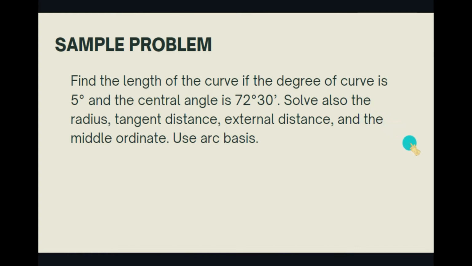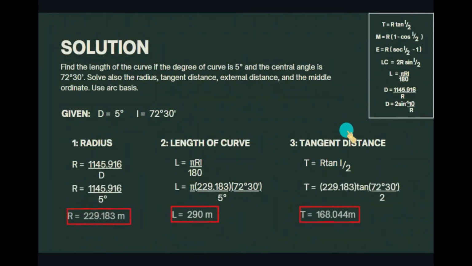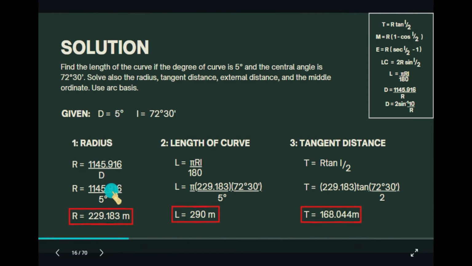Use arc basis. As we can notice, our basic formulas all involve the radius, so we need to find the radius first. We can find the radius by using the formula for the degree of curve, or D, since it is already given in the problem. We can use this formula right here: D = 1145.916 over R. You can just cross multiply and get the formula R = 1145.916 over D. We can just substitute directly. D is 5 degrees.